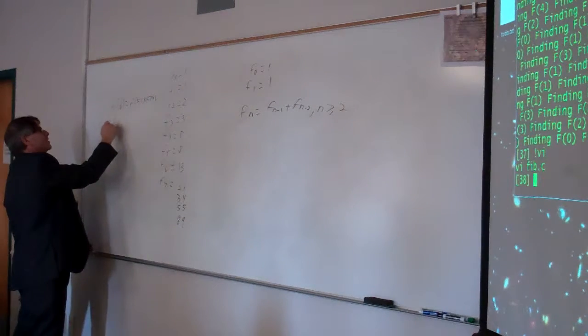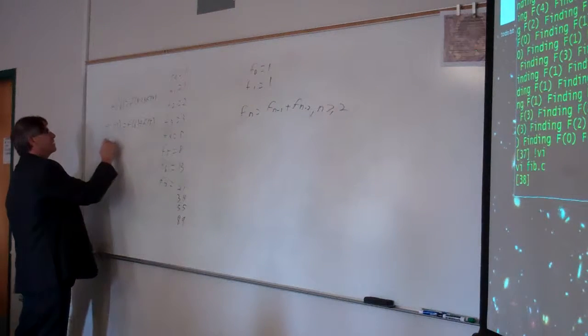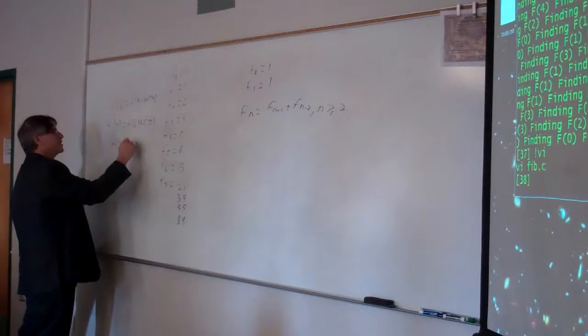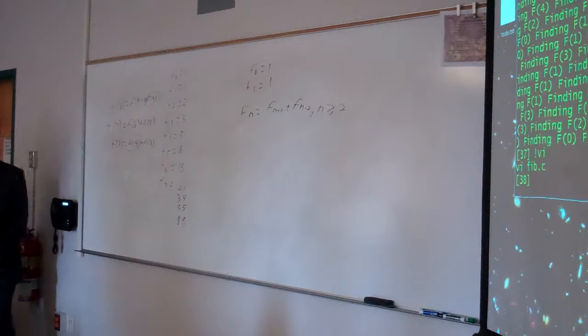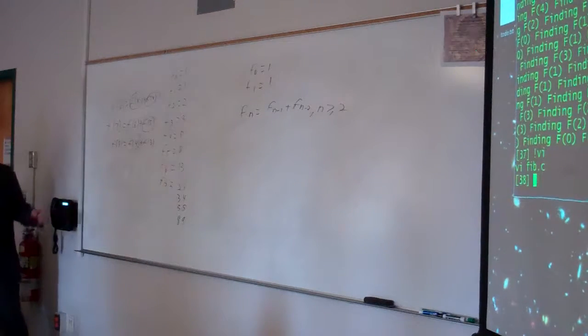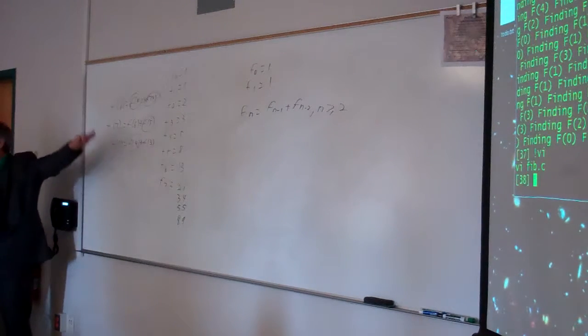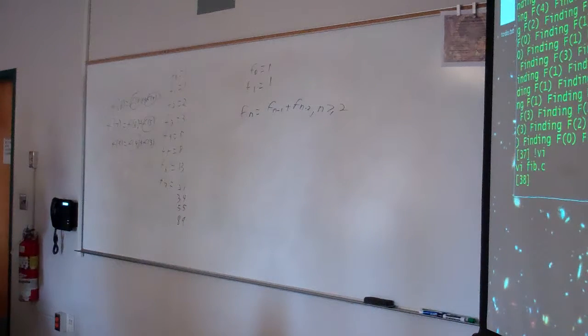When it tries to find f7, it has to find f of 6 plus f of 5, and to find f of 5, it's going to do f of 4 plus f of 3. So it's doing f of 4 there, and it's doing it there, and it's doing f of 5 here, and it's doing it here. And every time that it tries to use f of 7, it's going to do all of these things again.